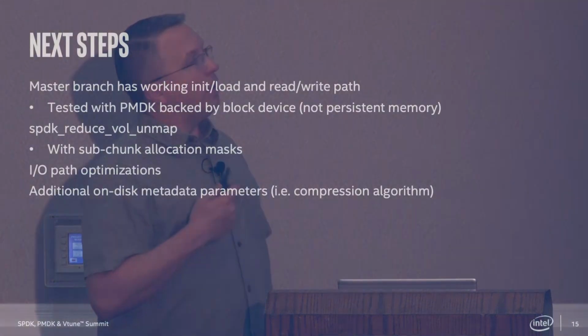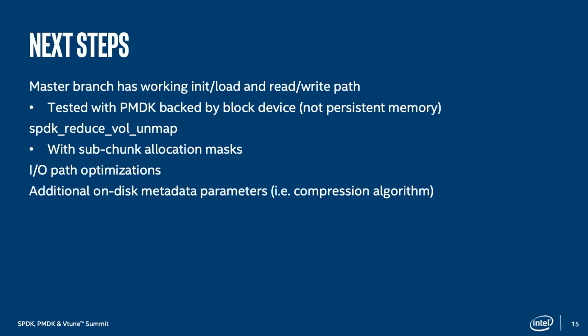Okay, next steps. Paul already mentioned the master branch has the full init, load, and read-write path all working with PMDK. We actually do not have persistent memory units in our lab, but PMDK will work with devices that are owned by the kernel, right? It's just that when you do pmem persist, it's an msync, which means it's a disk I/O write, which is much more expensive. But the nice thing is you can completely test all of this without even needing persistent memory DIMMs.